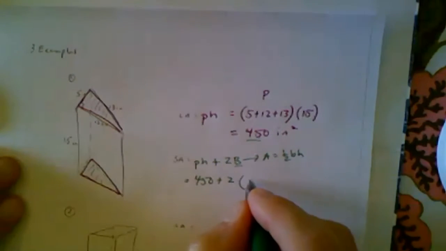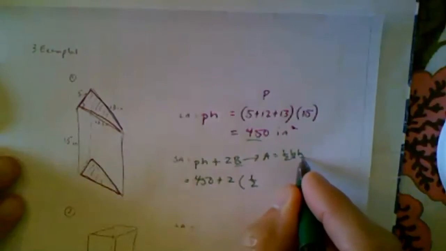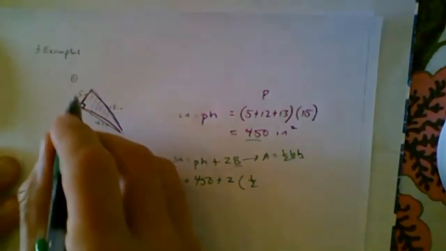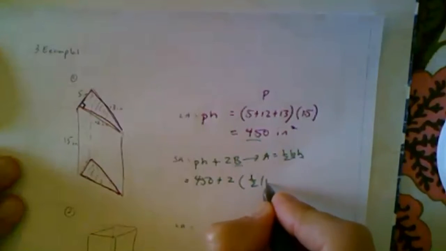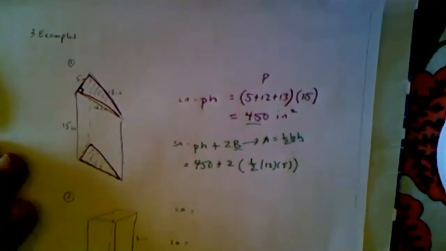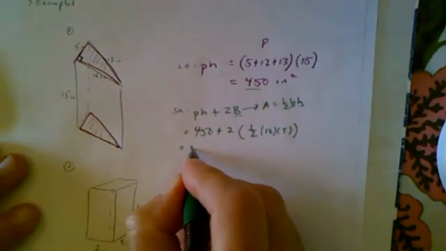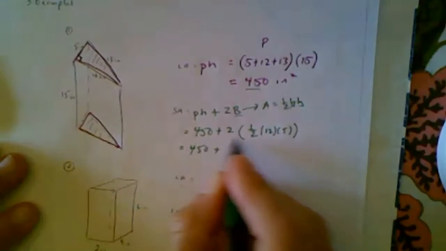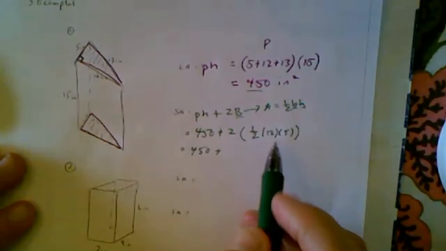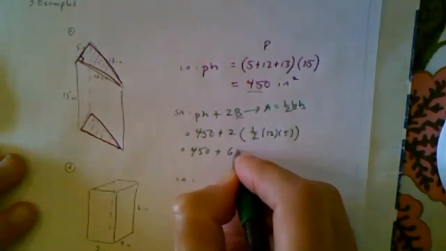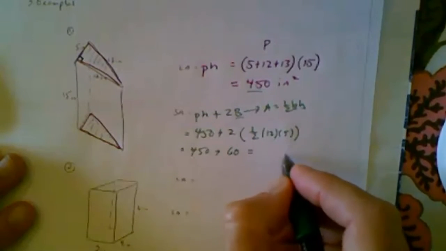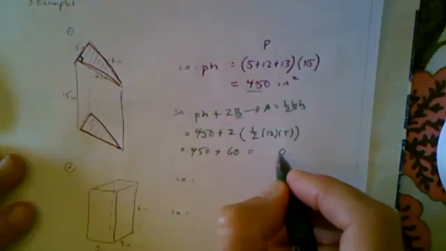So in parentheses here, I do 1/2. And now base and height of the triangle have to be perpendicular. I see the perpendicular right here. So that means 12 and 5 are the base and the height. So it'd be something like that. So let's simplify all this mess. Well, 1/2 times 2 is 1. So that's going to be what, 60? So then add those together.